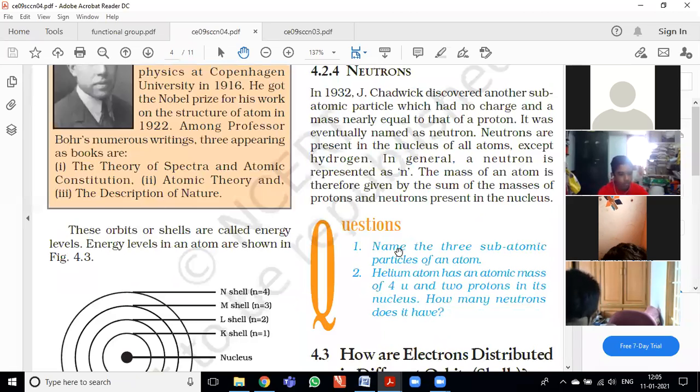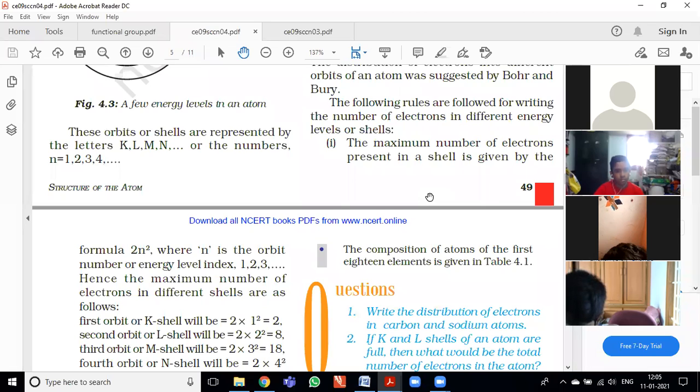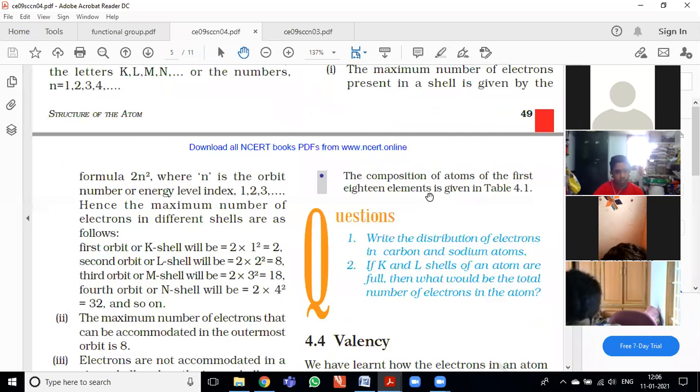Okay. See, this question is very important. How are the electrons distributed in the different orbits? The distribution of electrons in the different orbits of an atom was suggested by Bohr and Bury. The following rules are followed for writing the number of electrons in different energy levels or shells. The maximum number of electrons present in a shell is given by the formula 2n squared, where n is the orbit number or energy level index, 1 to 3, and the maximum number of electrons in different shells are as follows.